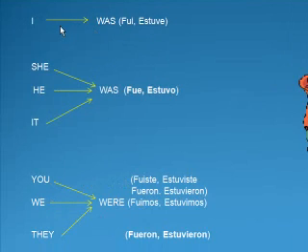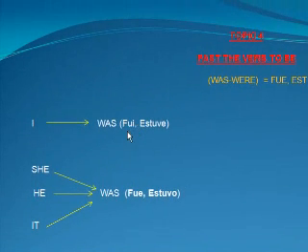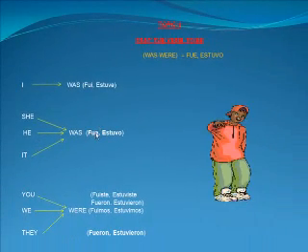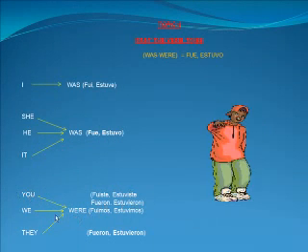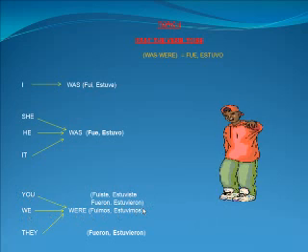I was, she was, he was, it was, you were, we were, they were. In Spanish, I was, fui, estuve. She was, fue, estuvo. He was, fue, estuvo. It was, fue, estuvo. You were, fuiste, estuviste. You were, fueron, estuvieron. We were, fuimos, estuvimos. They were, fueron, estuvieron.